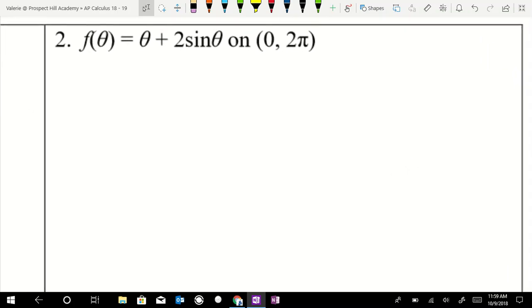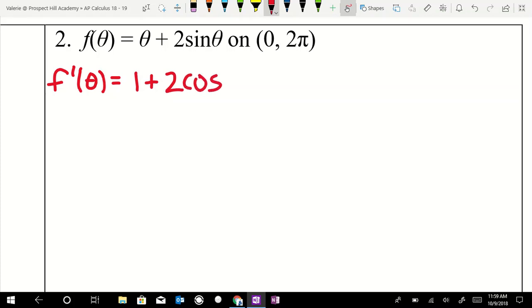Okay, so to start this problem, we want to first find the derivative. So we want f prime of theta. And we're going to use the power rule and some trig information to help us find f prime of theta. So the derivative of theta is just 1 plus, bring up the 2, derivative of sine is cosine. So that is our derivative. Now what we're going to do is try to find the relative extrema. So we're looking for maxes and mins. In order to do that, we need to set our derivative equal to 0.